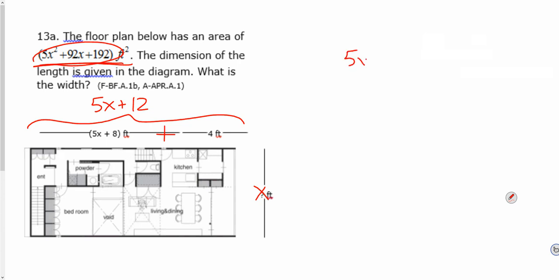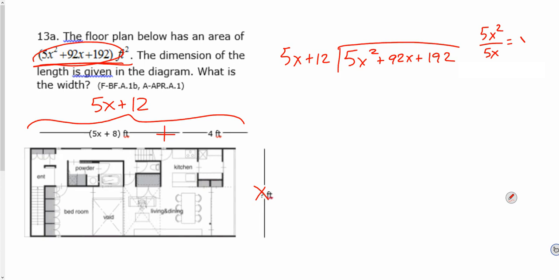So we have 5x squared plus 92x plus 192. And we have to use long division because of the 5 in front of the x. So our steps for this, we got to stack it first. So I'm going to take 5x squared and stack it on top of 5x. So that gives me x. So I put that on top, and I distribute it.